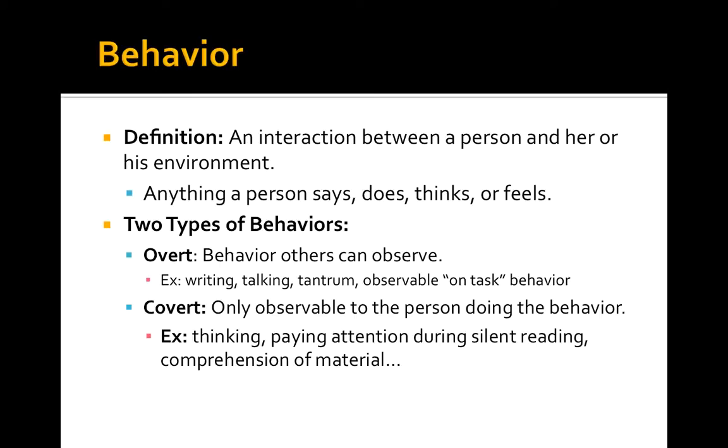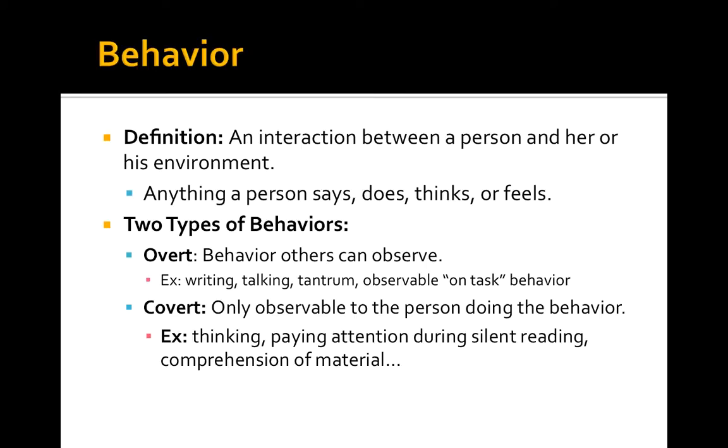We have two types of categories in which we look at behaviors. There are overt behaviors and covert behaviors. So overt behaviors are behaviors that are readily observable. So things that other people can see. Here are some examples: writing, talking, tantruming, on-task behavior. Those are all behaviors that other people can observe. And you can collect data on those behaviors. Some are a little more difficult than others to observe and track data, but it's something that we can clearly see by watching another person.